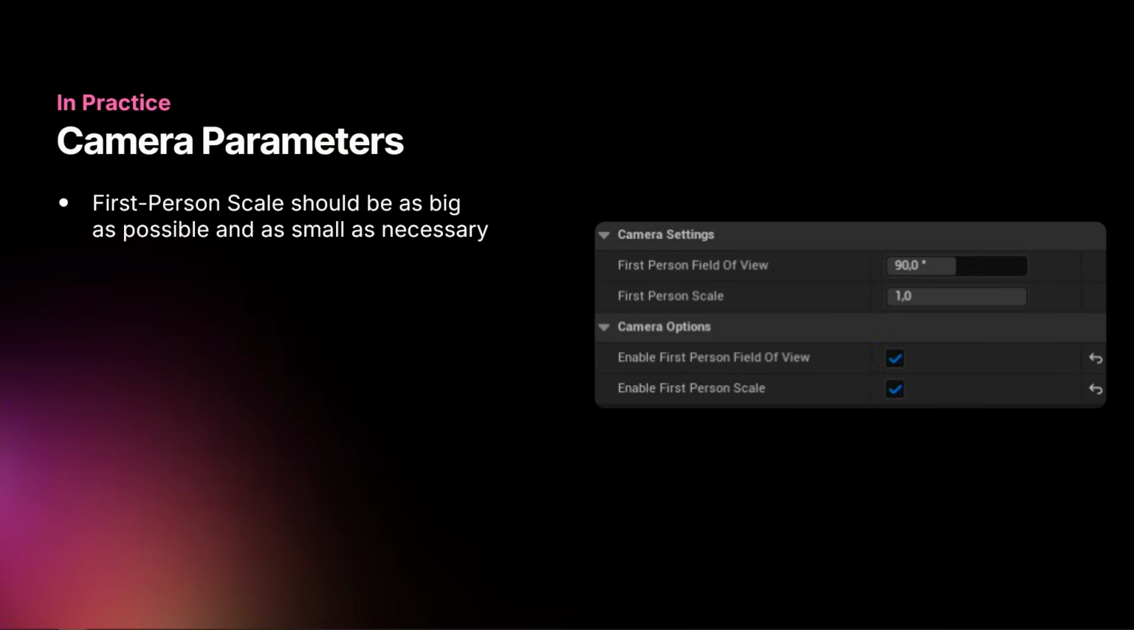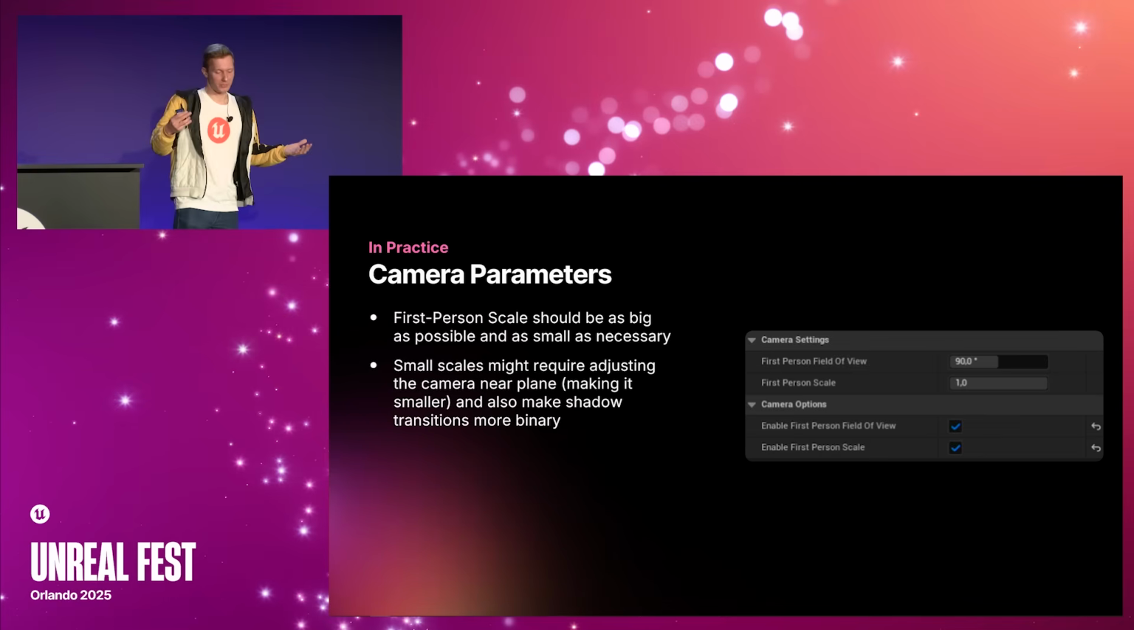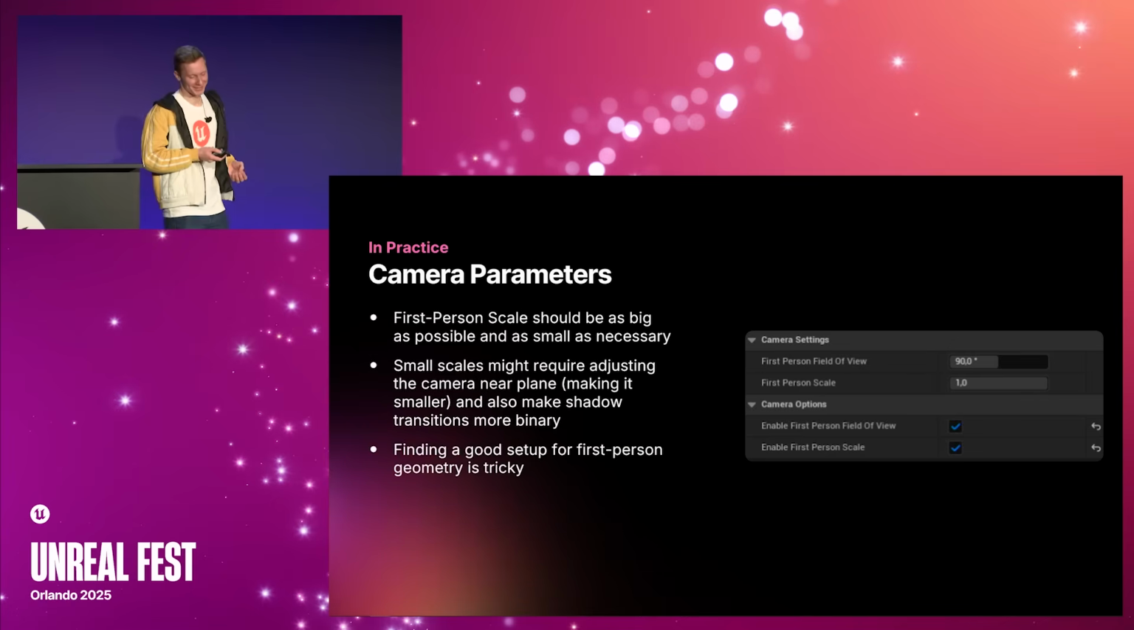Camera parameters. The first person scale should be as big as possible and as small as necessary. Small scales might require adjusting the camera near plane, because we are scaling towards the camera and not the near plane. I'll get to that later. Making it smaller makes the shadow transitions more binary, and if you push it too much, it can also lead to precision artifacts. So really try to figure out how small you need to make it, and try not to make it as small as you can.